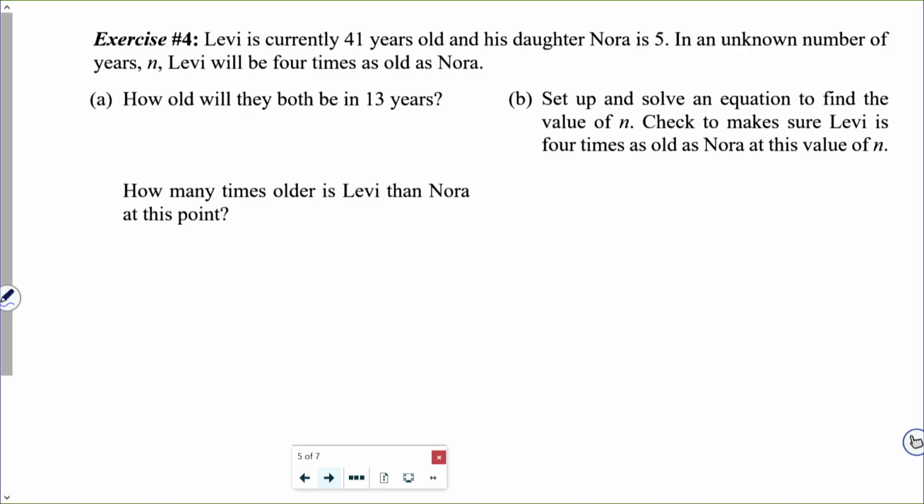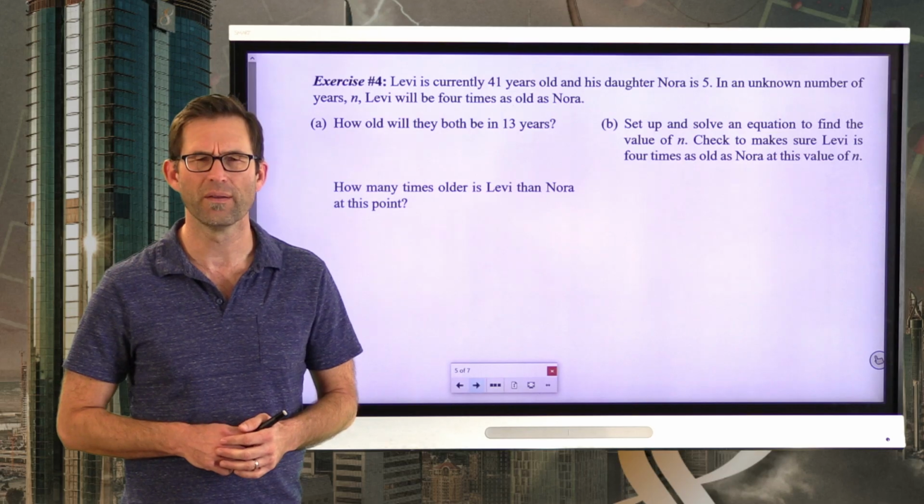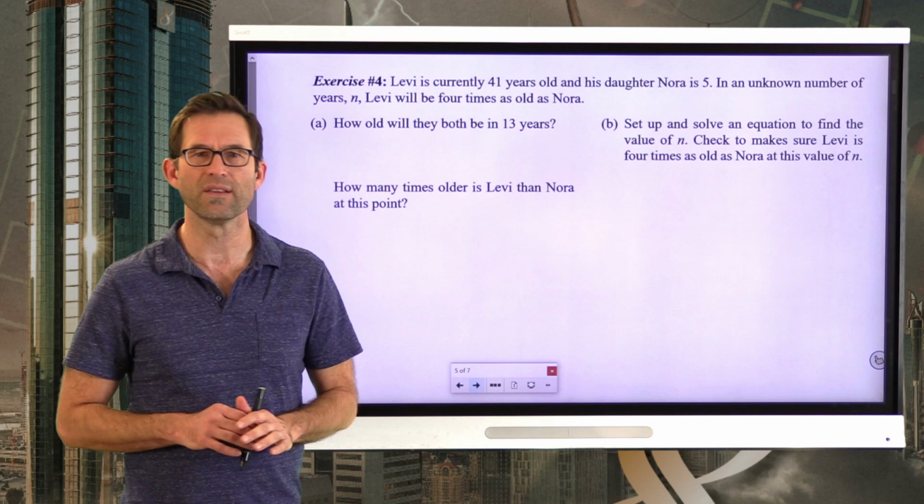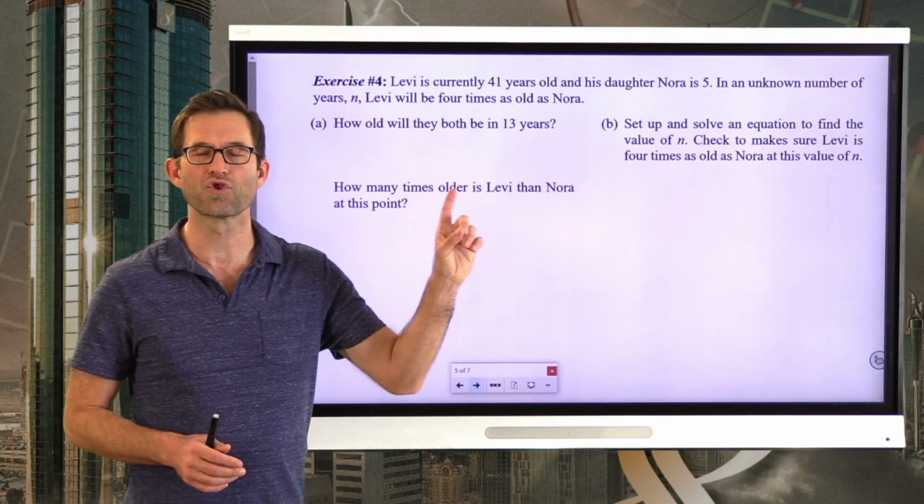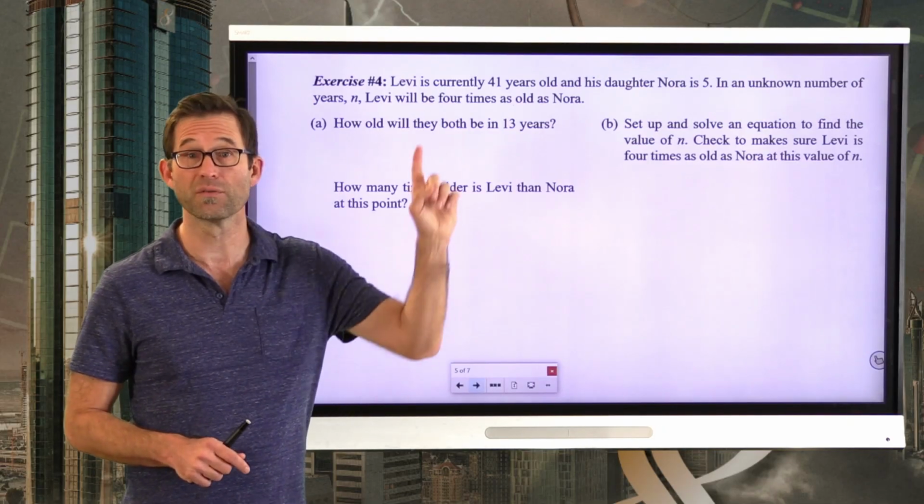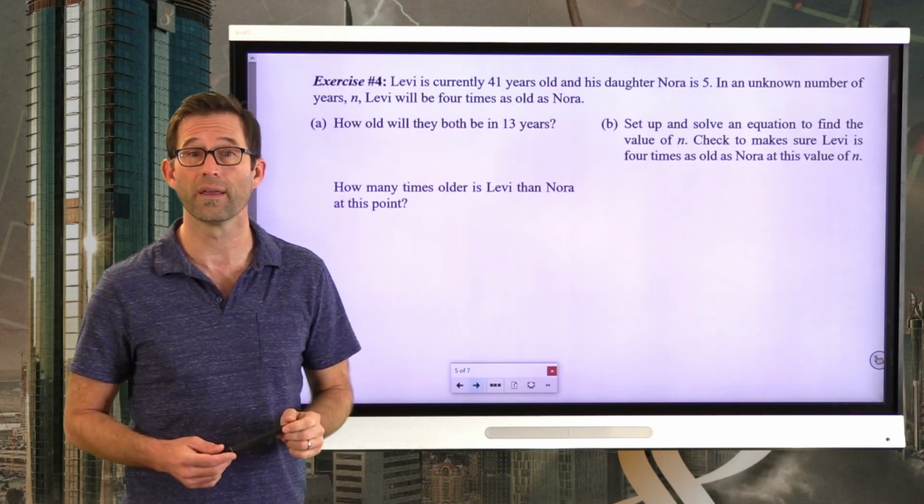Levi is currently 41 years old and his daughter Nora is 5. In an unknown number of years, n, Levi will be 4 times as old as Nora. Letter A asks us, how old will they both be in 13 years? How many times older is Levi than Nora at this point? It's important, again, just to be able to sift through the information they give you. So try to figure out the answers, both this one and this one, to letter A.